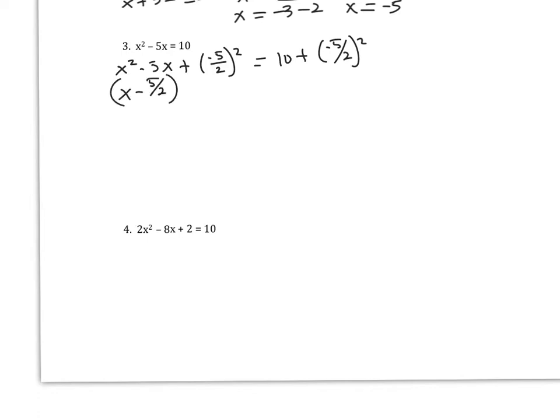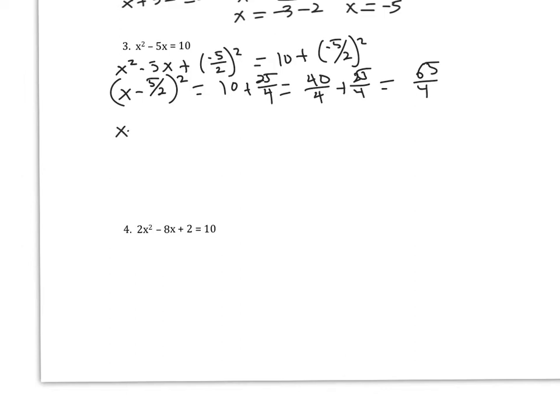is equal to 10 plus, and (negative 5 over 2) squared is equal to 25 over 4, which means that the right side then becomes 40 over 4, which is 10 expressed as a fraction with a denominator of 4, plus 25 over 4 gives us 65 over 4. Okay, now we take the square root of both sides.